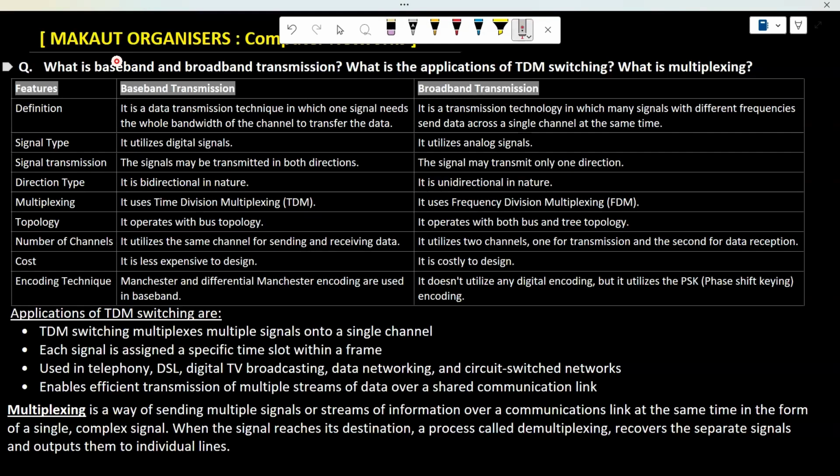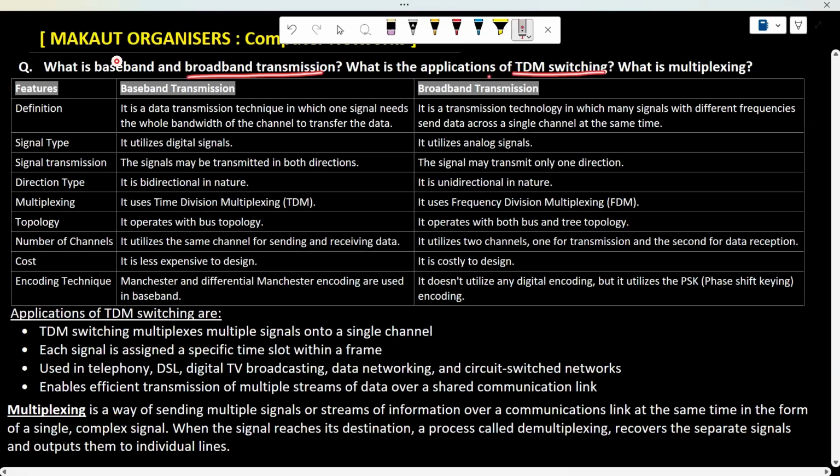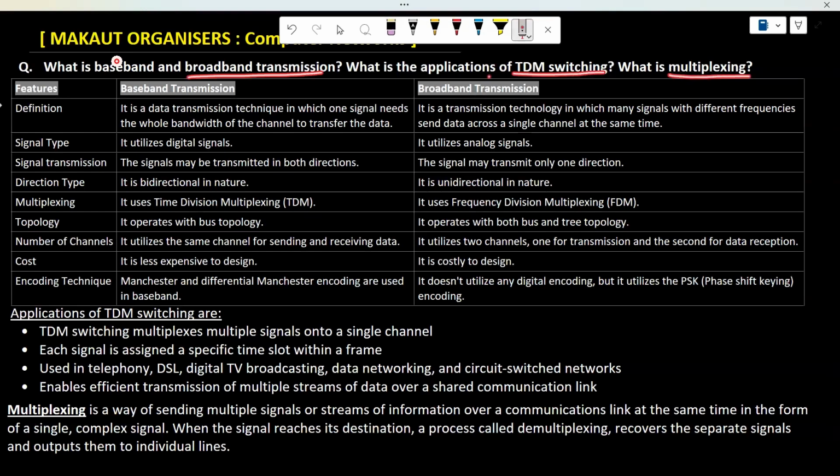Let's see this question. The question says, what is baseband and broadband transmission? And what is the application of TDM switching? And what is multiplexing? So before looking into the definition, let's understand through diagram.